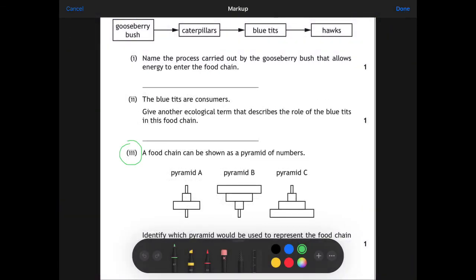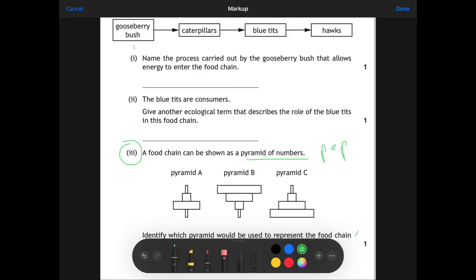Okay, we're going to finish by looking at a past paper question. We're just going to look at this one here. So it says a food chain can be shown as a pyramid of numbers. Identify which pyramid would be used to represent the food chain, which is at the top here. Okay, so we're looking at pyramid of numbers. As a reminder, that's talking about the population. How many of each species are there?